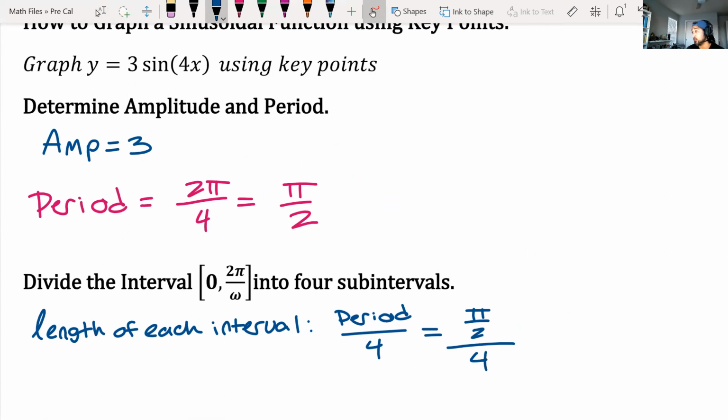So in order to do so, we need to know the length of each subinterval. We take the period, we divide it by 4. Pi over 2 divided by 4 gives me what? Pi over 8. So this is the length of each subinterval. Now we start creating our subintervals, and we always start at 0, and we'll add the length of each subinterval.